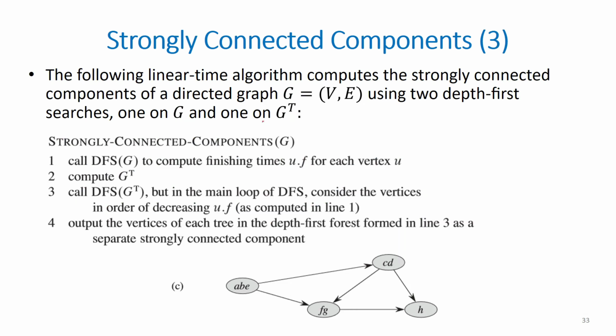The pseudocode of Kosaraju's algorithm, which runs in linear time, is shown here. It uses two DFSs, one on the graph G and one on its transpose. It first calls DFS on the original graph and calculates the finishing time of all the vertices. Then it produces the transpose graph G^T. It then runs DFS on G transpose and visits the vertices in the descending order of their finishing times as calculated on line 1. Finally, it prints the tree that corresponds to the SCCs in the graph as shown in this figure.